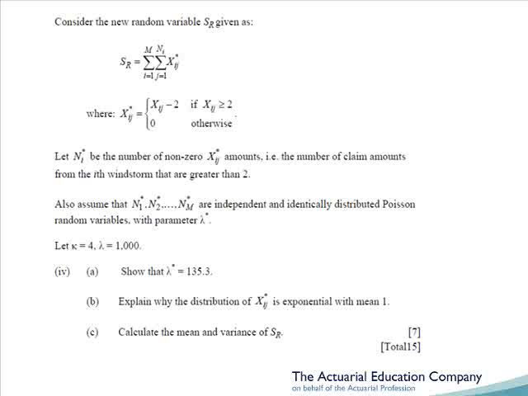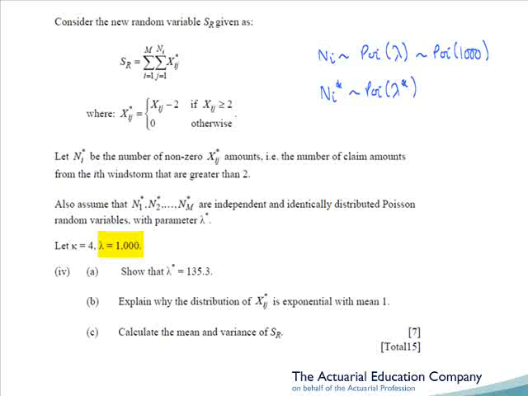And then we talk about Ni star being the number of non-zero Xij stars. And we say that the Ni stars are Poisson lambda stars, and we're asked to find out what lambda star is. Well, by this point your head might be spinning. In slow-mo, we are saying that Ni is a Poisson lambda, but we're told lambda is 1000. Now Ni star is Poisson lambda star, and Ni star is the number of non-zero Xij star amounts.